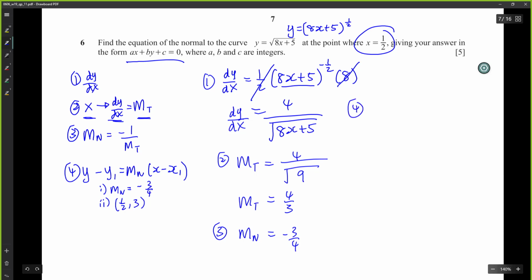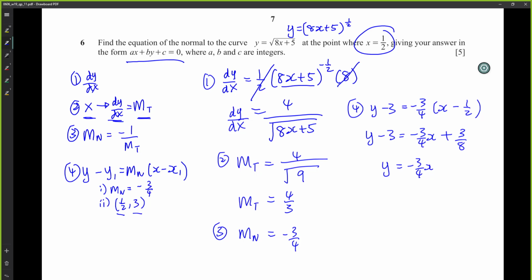So what I will do is, I will sub this one into my x1 and y1. So y minus 3 equals to gradient of normal, negative 3 over 4, x minus half. So y minus 3 equals to negative 3 over 4x plus 3 over 8. So y equals to negative 3 over 4x plus 3, plus 3 over 8, which will be, wow, 24, 27 over 8. Yeah, you just use the calculator. But the question doesn't want you to leave it in this answer, right? Because they must get something like this.